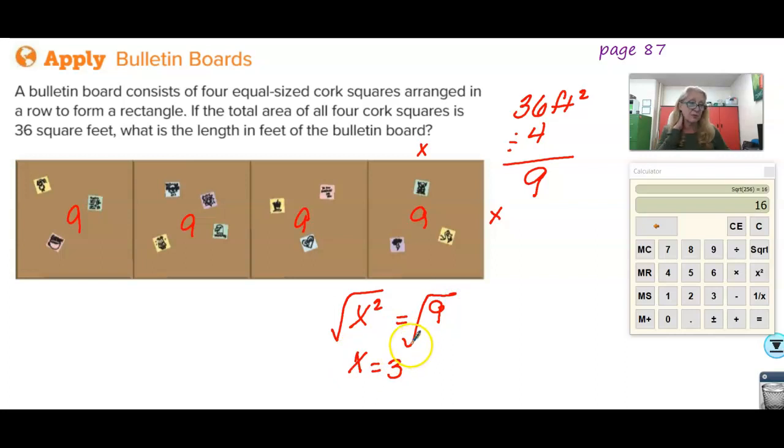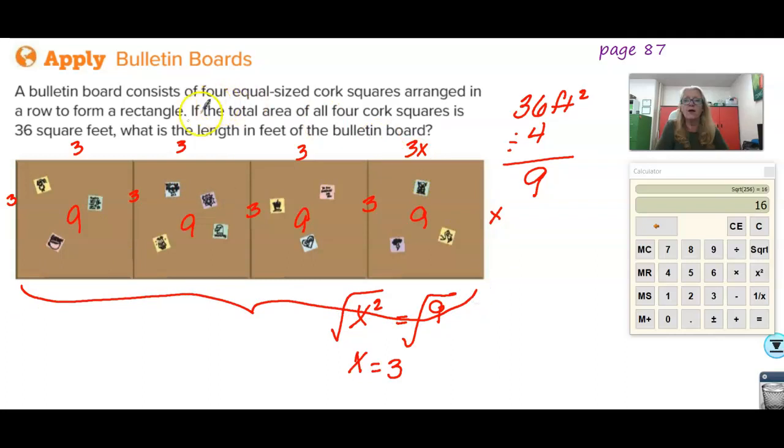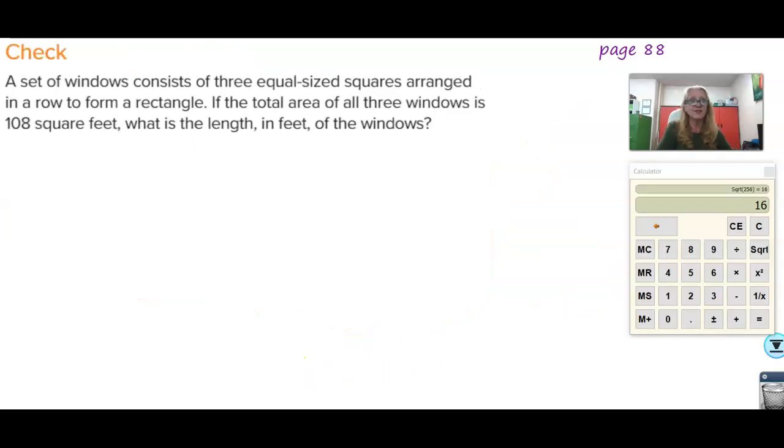Now, we're not going to mess with -3 here because there's no such thing as negative distance or negative length. But what we have learned is each of these squares is a 3 by 3. This is a 3 by 3, and this is a 3 by 3. But what was the question asking us for? It wants to know what is the length in feet of the bulletin board. It wants to know the whole length of this side. Well, how much is 4 3s? 12 feet. Isn't that fun? I love these problems. Like little math mysteries. It's good times.